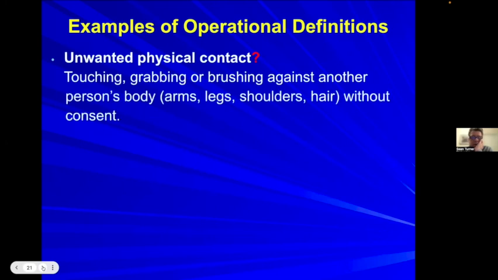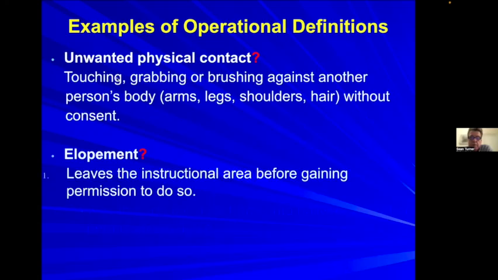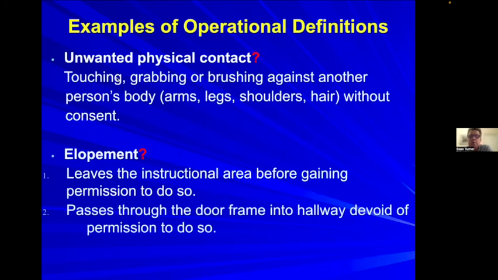Unwanted physical contact. Okay, so there's the bigger picture, right? The student continues to annoy people in my class, touch people, they're inappropriate, maybe they're referred to the dean, whatever else. Okay, great. We want to eliminate that. We want to decrease that. So let's define what that means. Touching, grabbing, or brushing against another person's body, arms, legs, shoulders, hair without consent. That's very precise, very specific. It is measurable and observable.